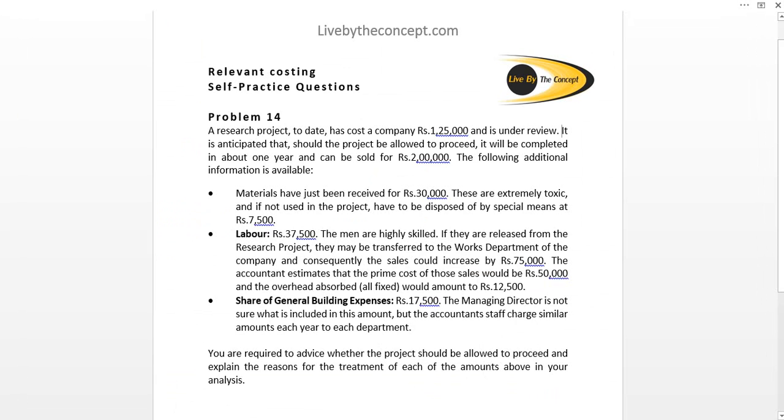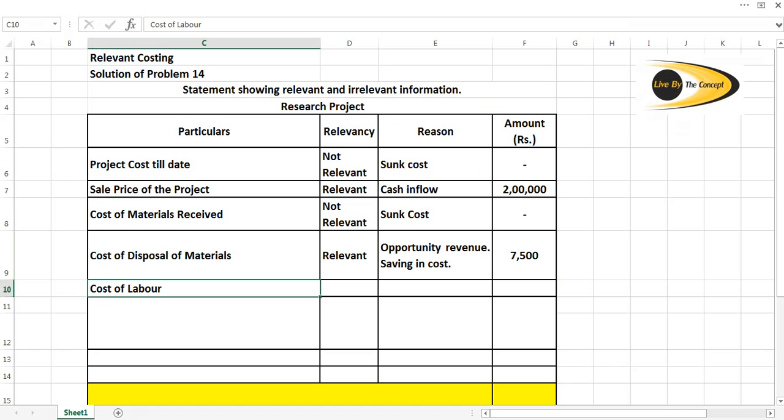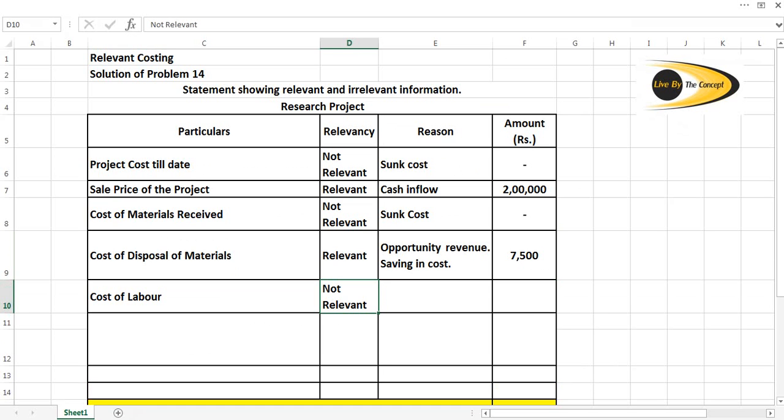Labor. The cost provided is 37,500 and they have given us the idea that the men are highly skilled. If the men are highly skilled, that means they are permanent in nature. That means if you go for the project, the payment of 37,500 is not going to be affected. So we need to understand that this 37,500, which is a labor cost, is an irrelevant item. So let us write down cost of labor. It is not relevant as it is the common cost. Whether you go for the project or not, whether you go for the work department or not, it is going to remain the same. And so the amount column will have nil.